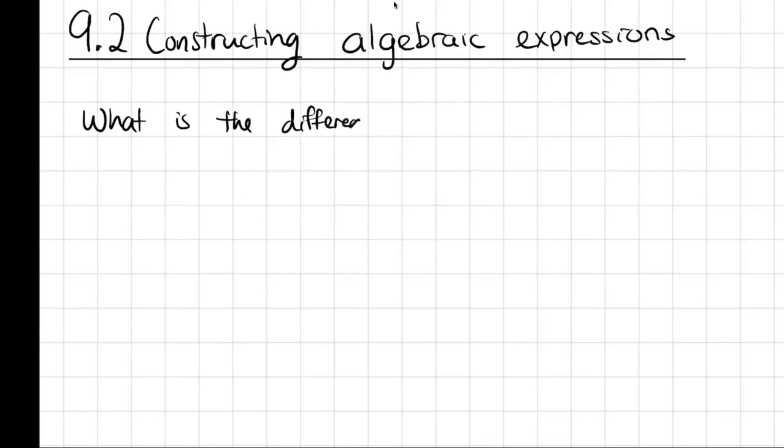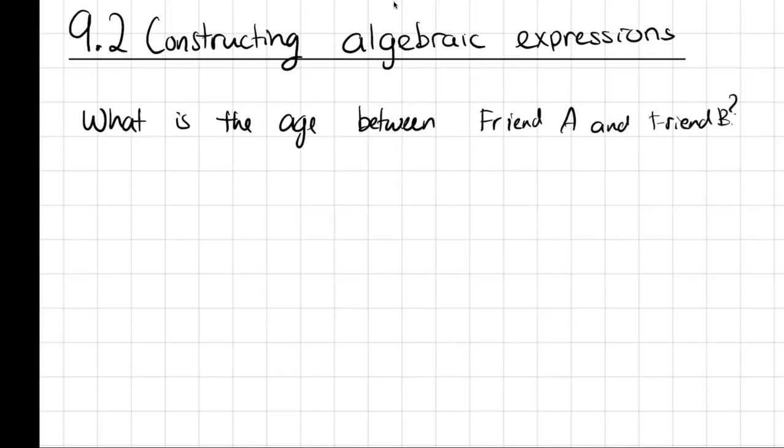between your parents' age, or friend A and friend B? What is the age difference between friend A and friend B? We don't know, so we just need to find the age of one person minus the age of the other person. So this is what we call an algebraic expression. We express it in a mathematical form.